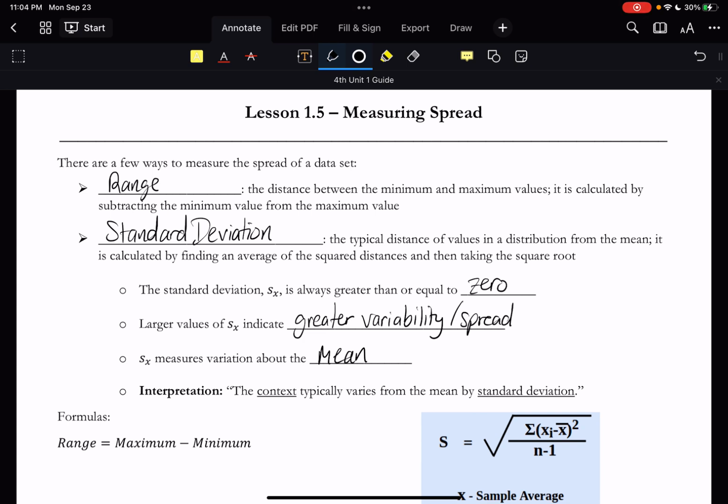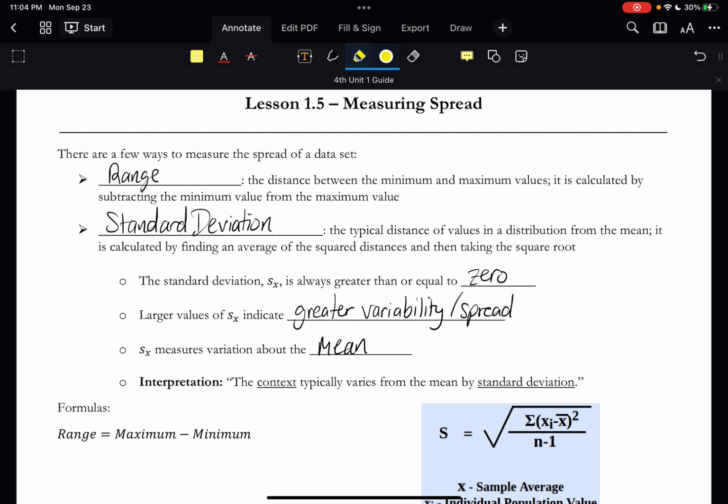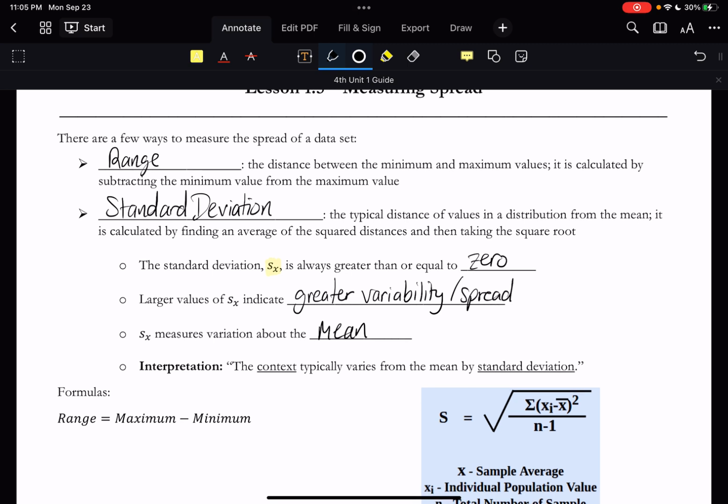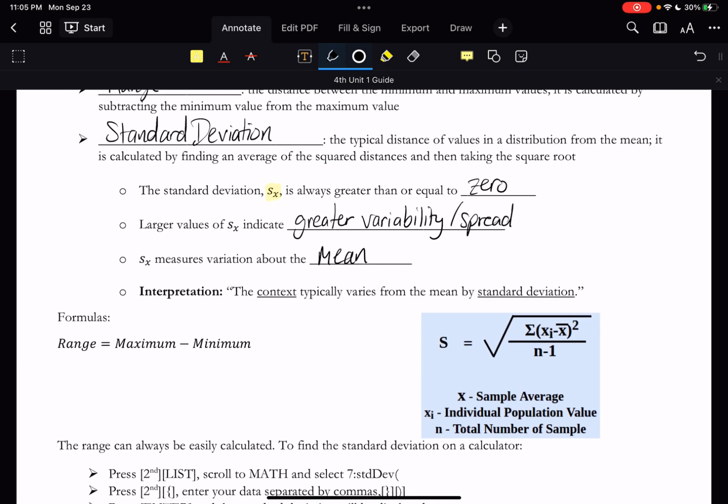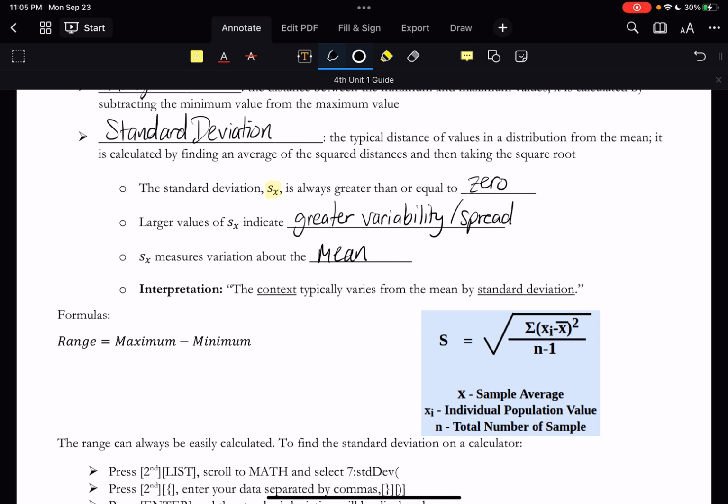The standard deviation is the typical distance of values in a distribution from the mean. The standard deviation, also denoted by Sx, is always greater than or equal to 0. Larger values of Sx, so a larger standard deviation, means that there is more spread or more variability within a data set. And again, the standard deviation measures the variation about the mean. So the interpretation of a standard deviation is that whatever the context is typically varies from the mean by whatever the standard deviation is. So we won't be finding the standard deviation by hand.